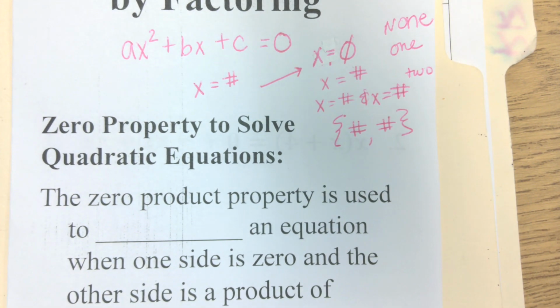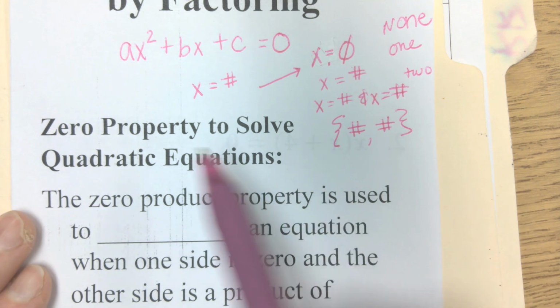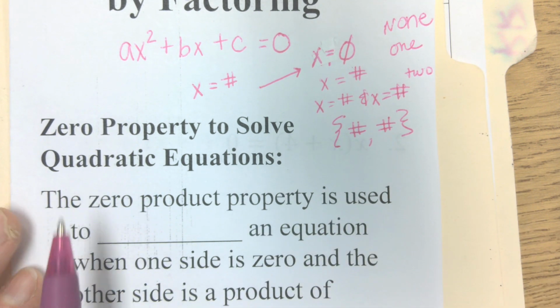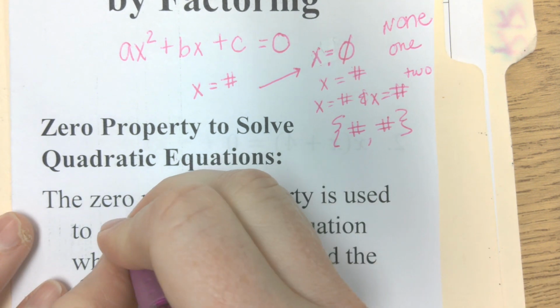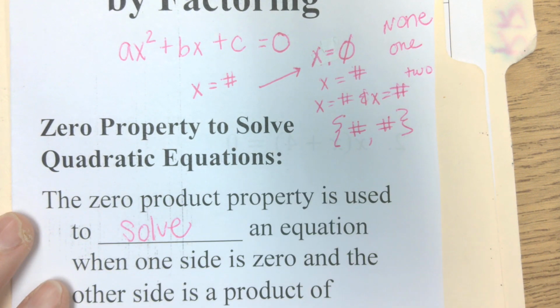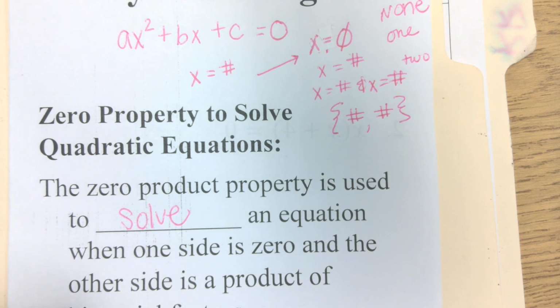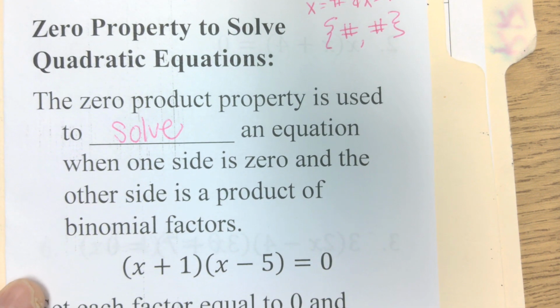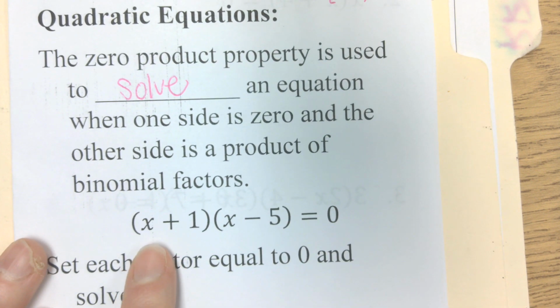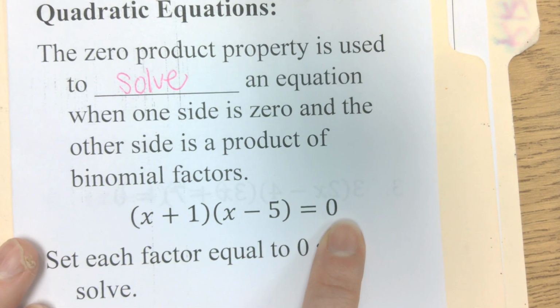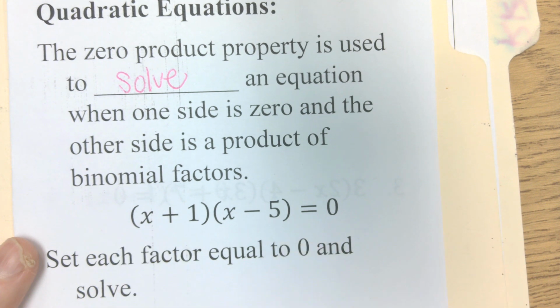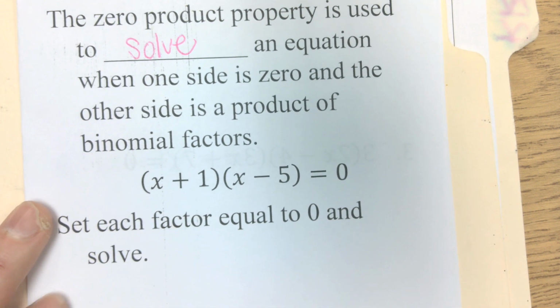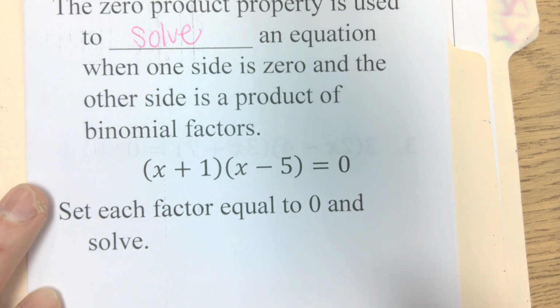Okay, so the zero property is how we're going to do this. The zero property is used to solve an equation when one side is 0 and the other side is a product of binomial factors. So product means multiplication. So this is what it may look like. This actually is two different equations. We set each factor equal to 0 and solve.